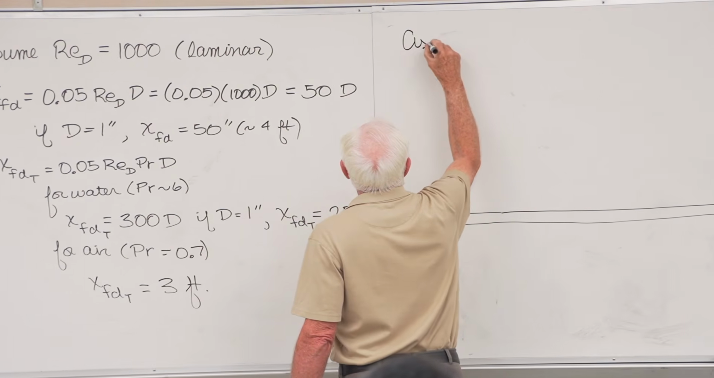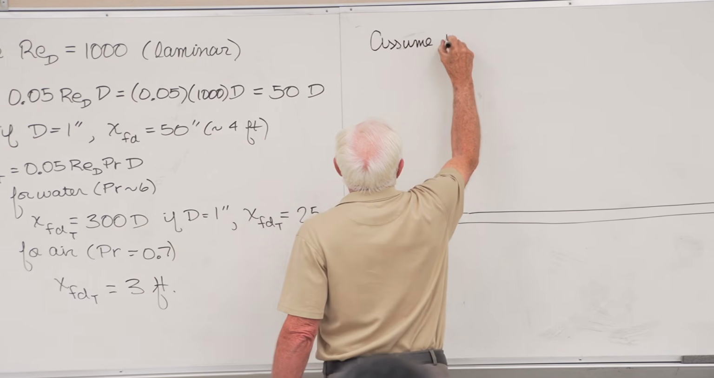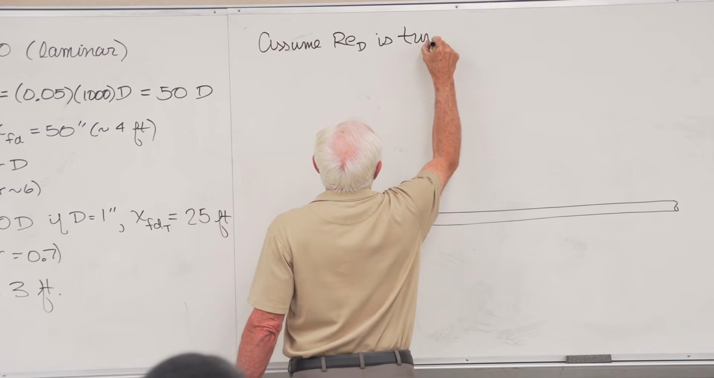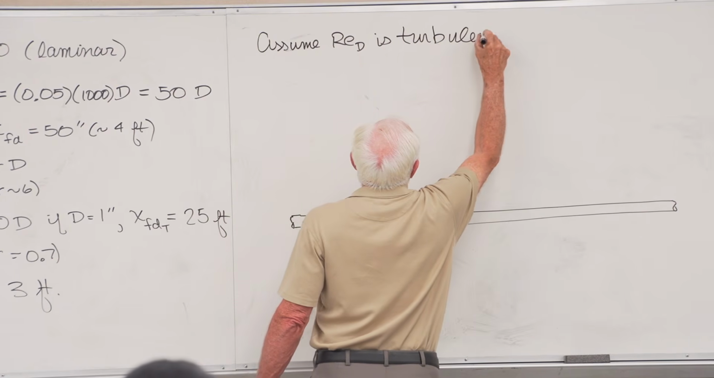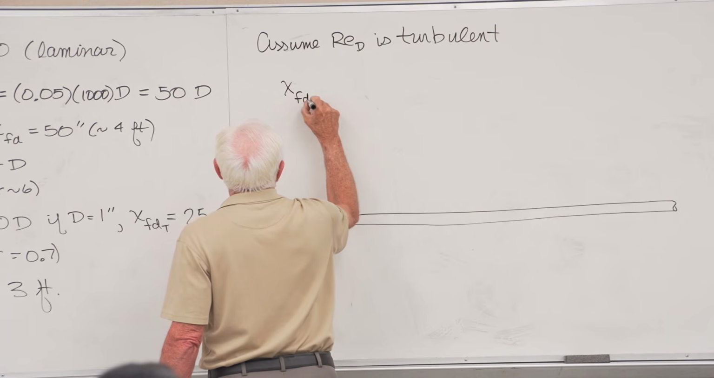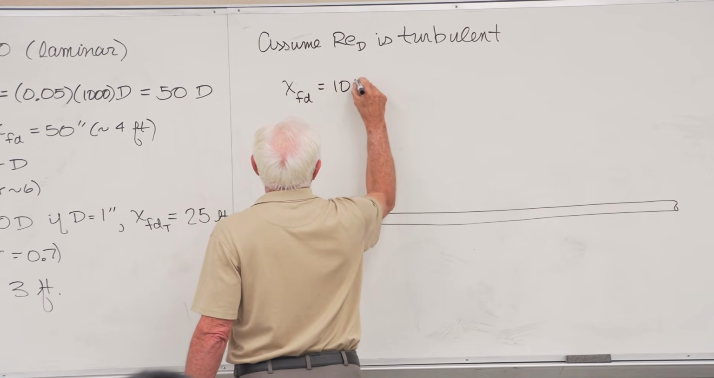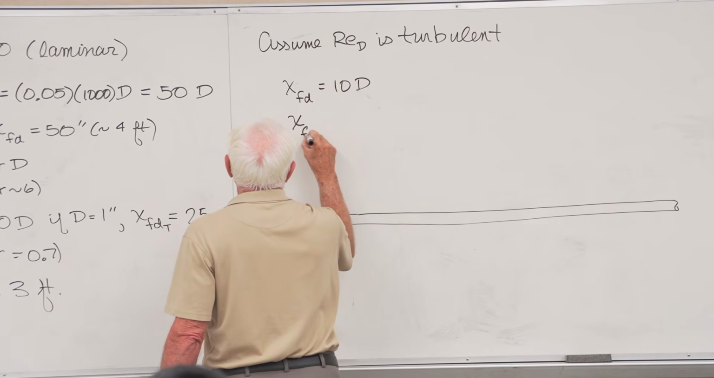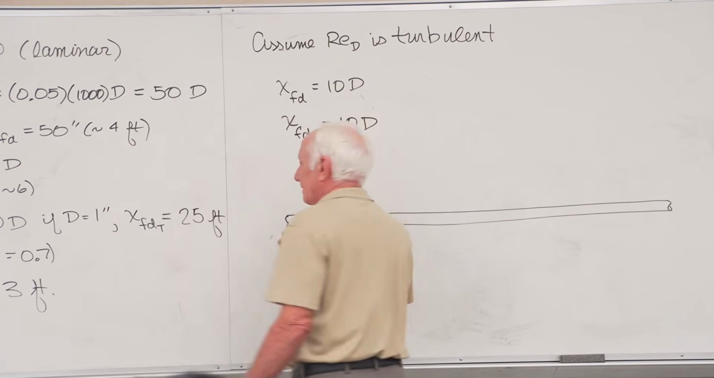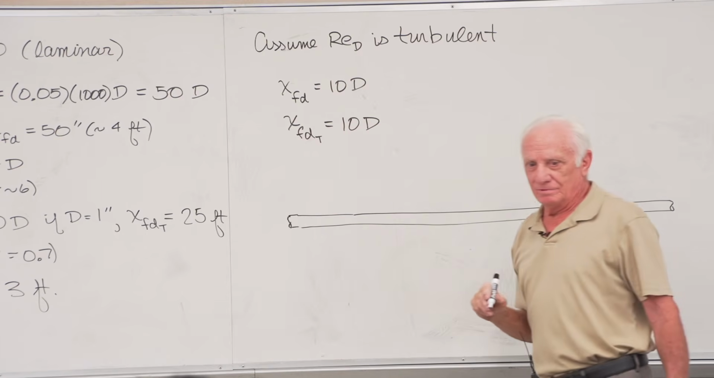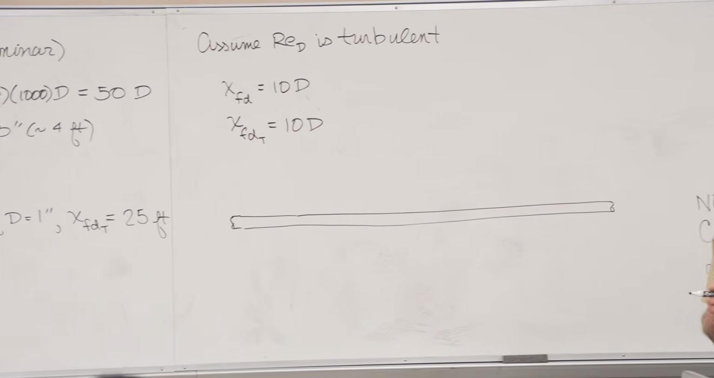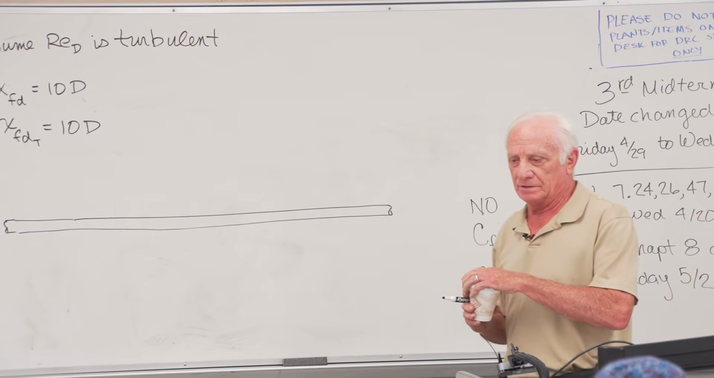Assume Reynolds number is turbulent. X fully developed equal 10 times diameter. X fully developed temperature, 10 times diameter. If it's a 1-inch tube, both those fully developed distances are 10 inches, less than a foot.